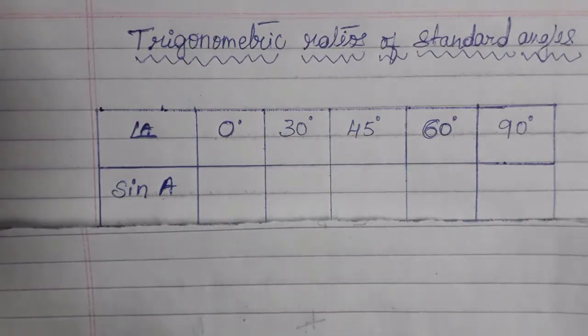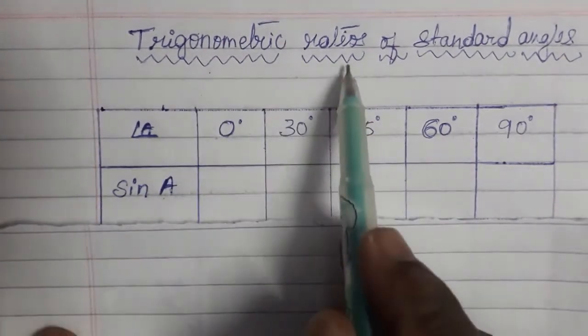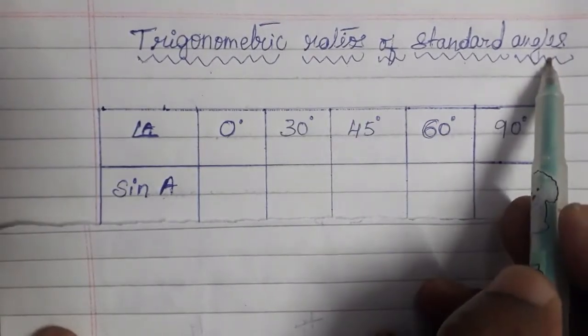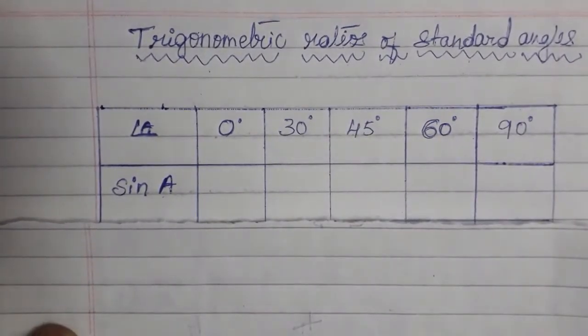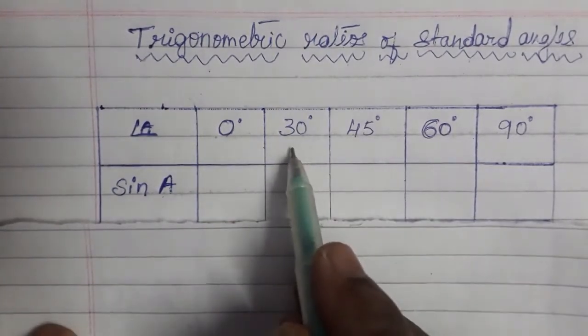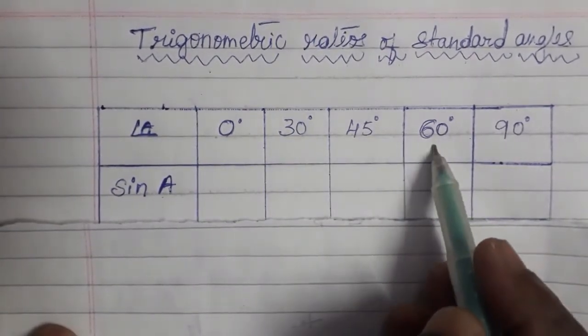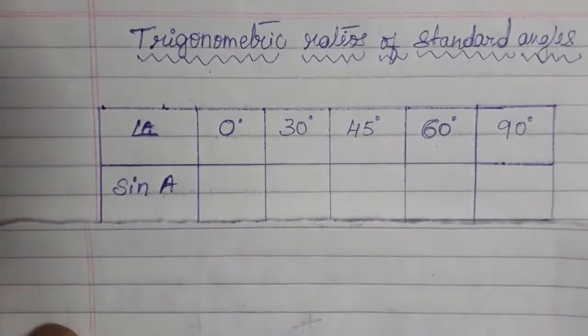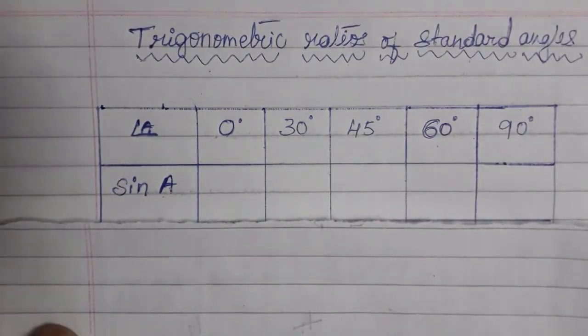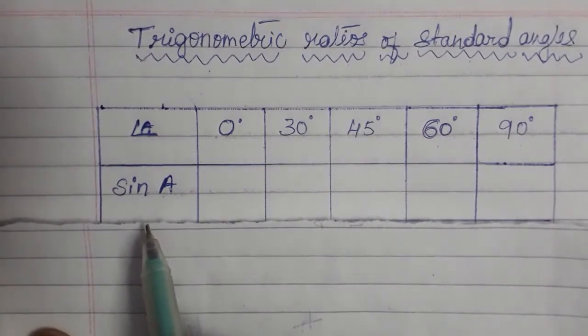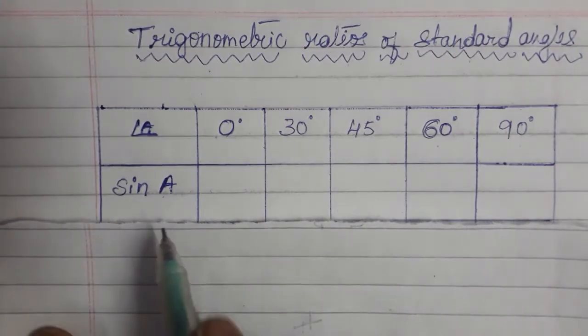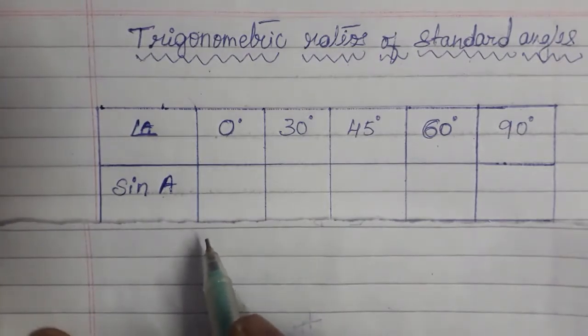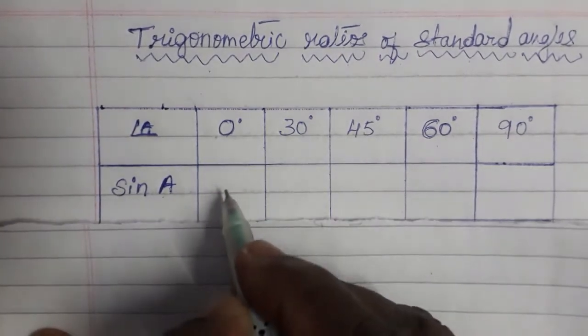The next important basic concept of trigonometry is trigonometric ratios of standard angles. There are 5 standard angles: 0 degree, 30 degree, 45 degree, 60 degree, 90 degree. These are the standard angles. So we have to find the values of sin A, cos A, tan A, cosec A, secant A, cot A. Now we will see sin A. If you remember sin A, you can write all the other 6 ratios.